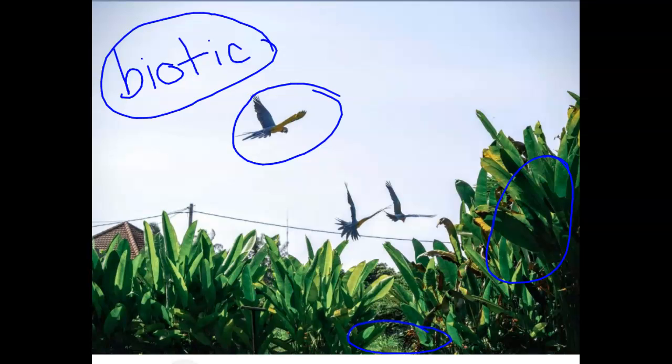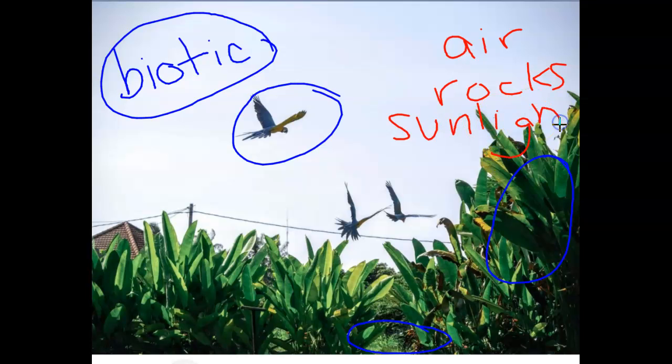Now, what are my things that are abiotic? Well, the air is abiotic. Quite possibly any rocks in the soil would be abiotic. The sunlight is abiotic. Air, rocks, and sunlight are not living, so these are my abiotic factors.